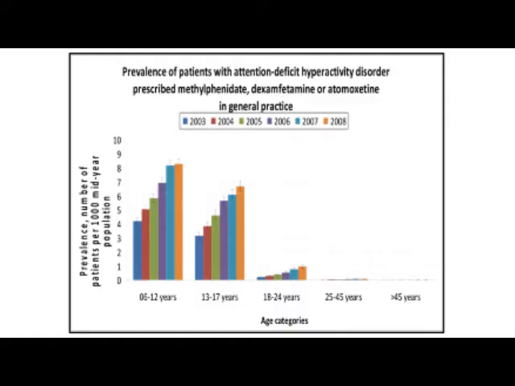You can see there's a little bit of variation. Most of it is down to methodology. But I think overall we can be fairly confident we're seeing rates of 2 to 3%, perhaps higher in some populations in adulthood.